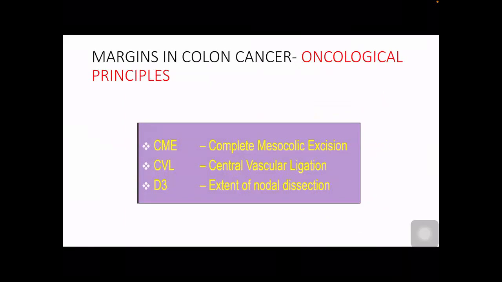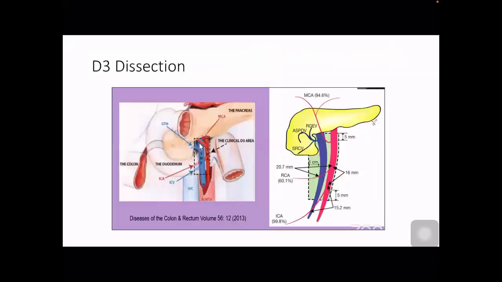Plus, you will do central vascular ligation. So the vessel should be ligated at the origin. Like ileocolic should be ligated at the origin, right colic should be ligated at the origin, middle colic should be ligated at the origin. Central vascular ligation and D3 lymph node dissection. What is this D3 lymph node dissection? I'll tell you here. So this picture shows a D3 lymph node dissection.